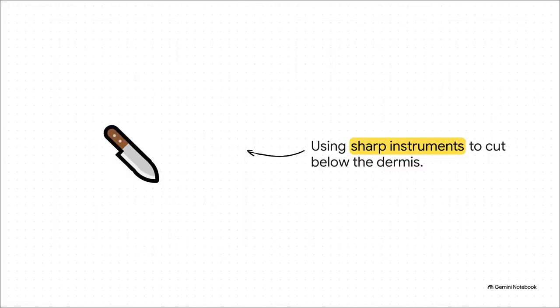And this right here perfectly illustrates that transition point. When a provider physically picks up sharp instruments, whether that's a scalpel, a curette, or maybe some tissue scissors, to aggressively cut away dead tissue and actually enter those deeper structures below the dermis, well, we've officially entered the realm of excisional or surgical debridement.